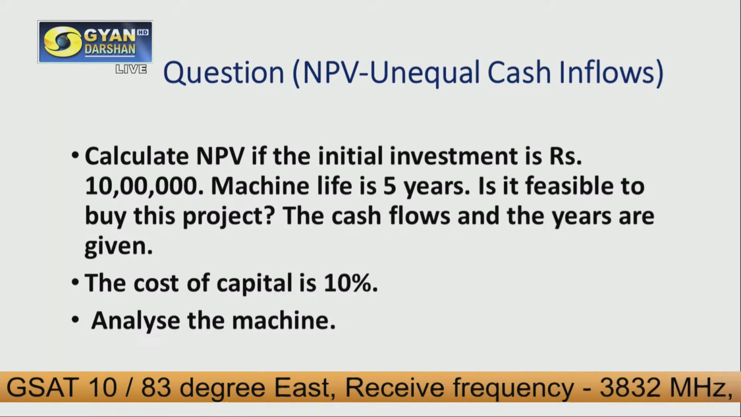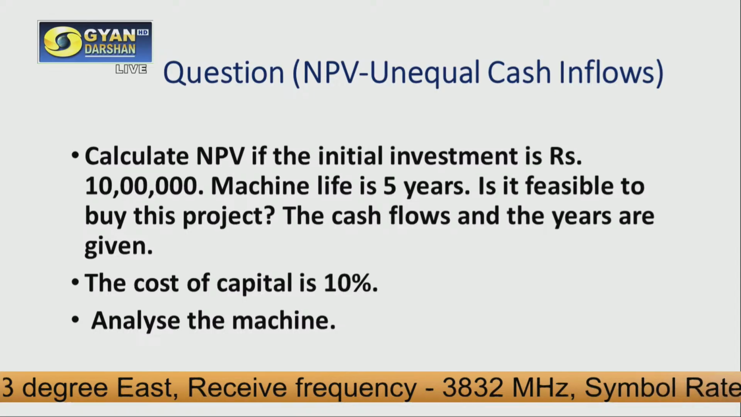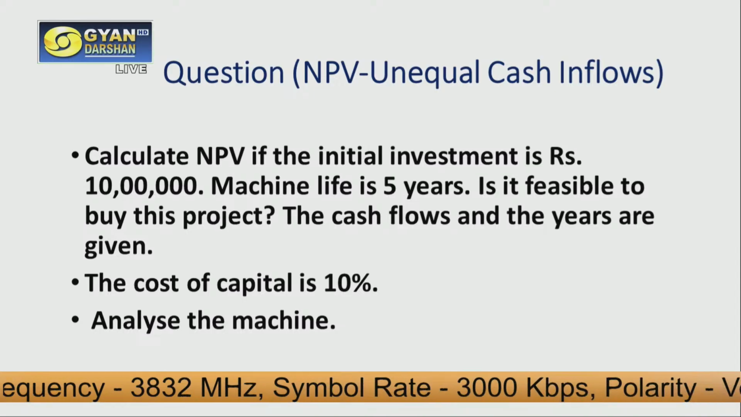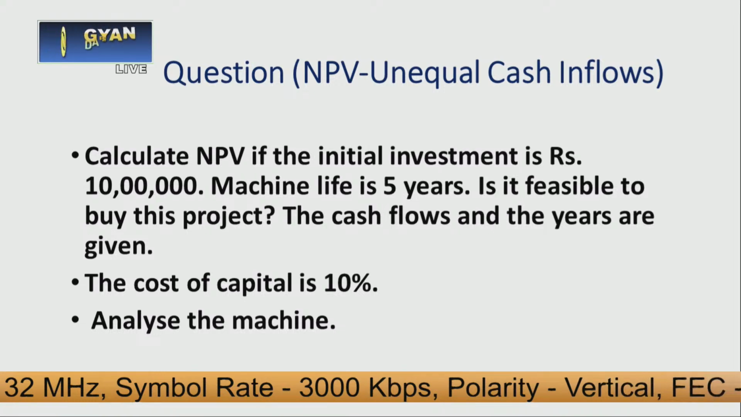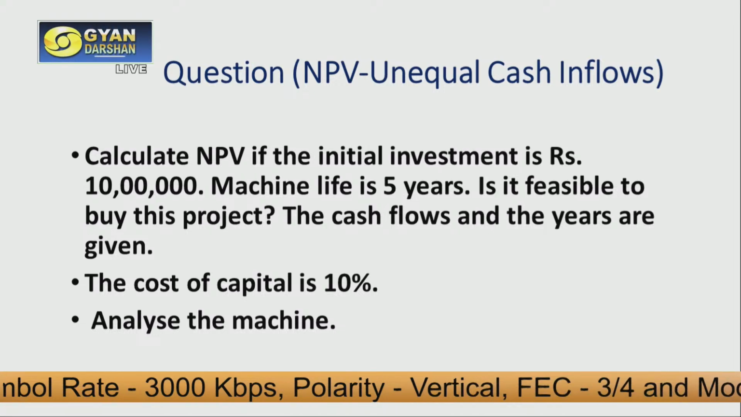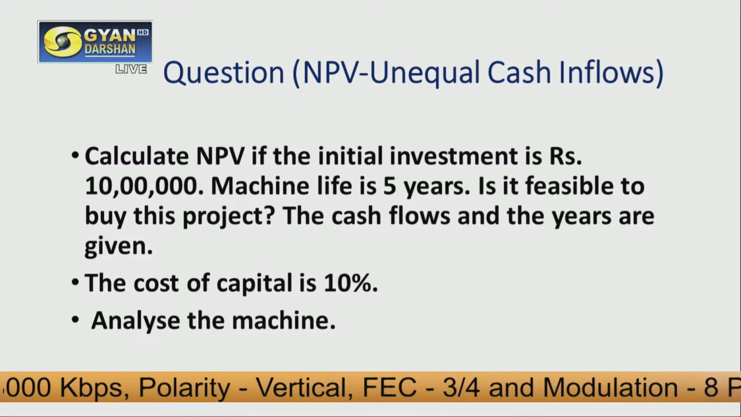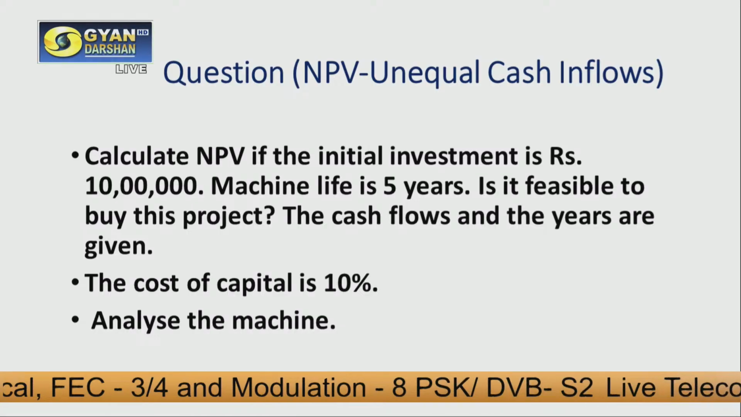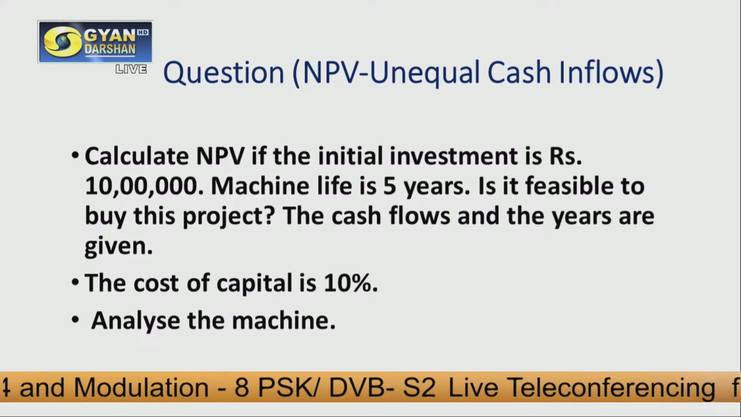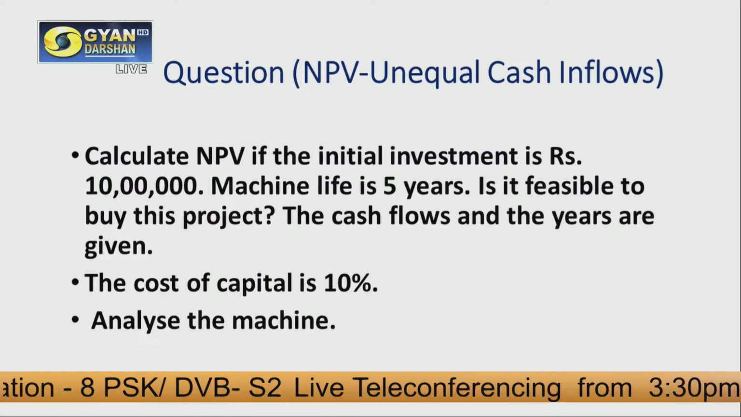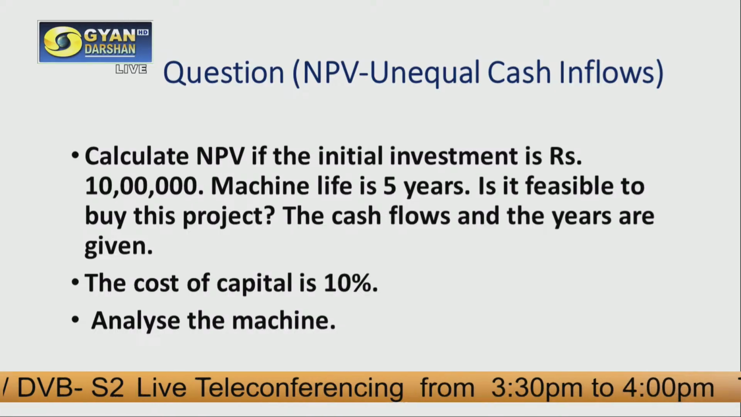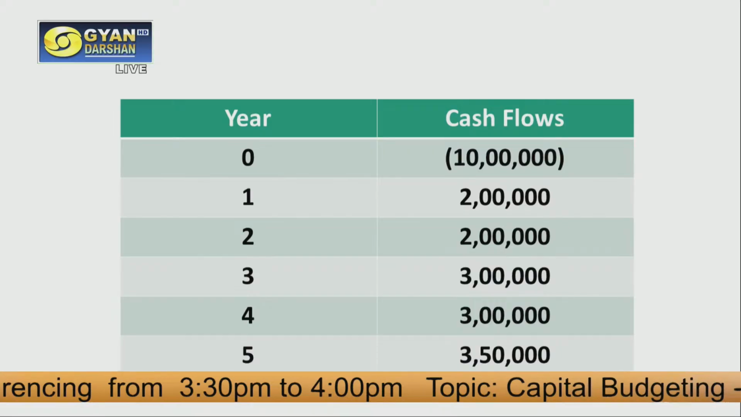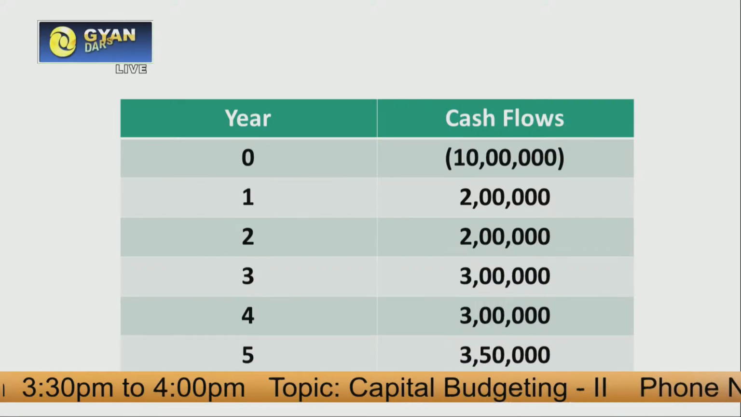The question is visible on the screen. We need to calculate NPV if the initial investment of rupees 10 lakh is there. Machine life is given as 5 years. The question is asking, is it feasible to buy the project? The cash flows and the years are given on the next slide, which I'm sharing with you all. The cost of capital to be considered for this question is 10%, and we need to analyze this machine. So these are our cash flows.